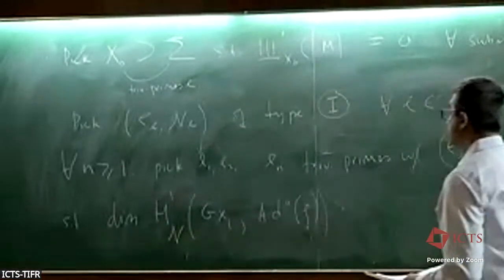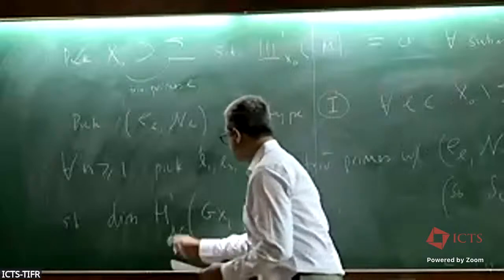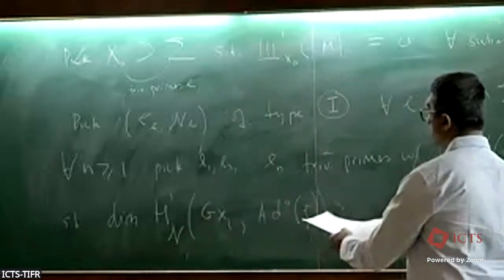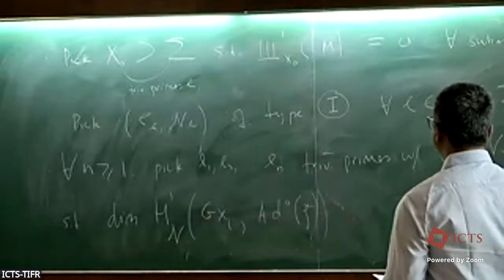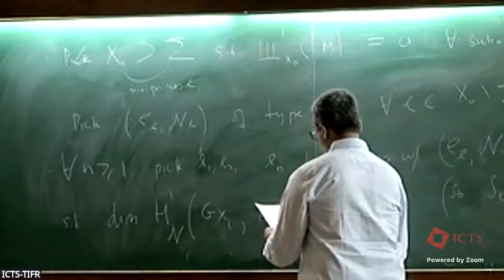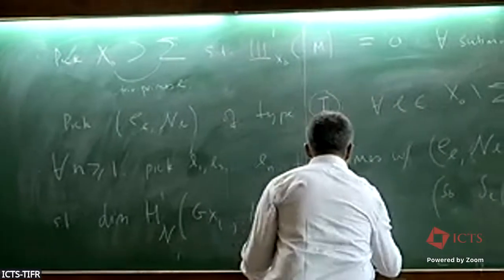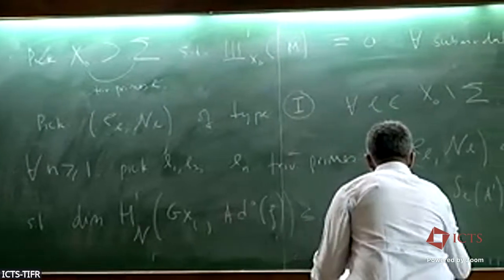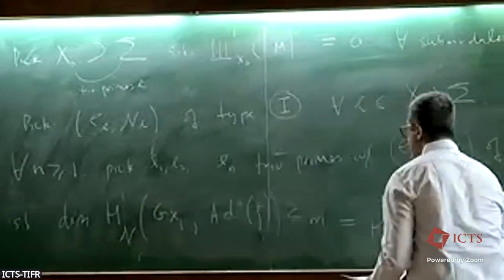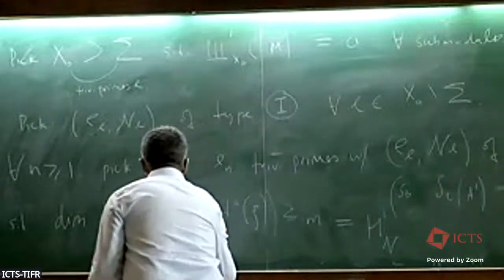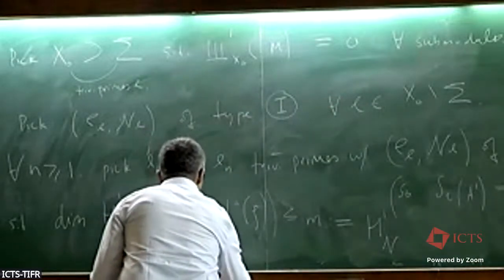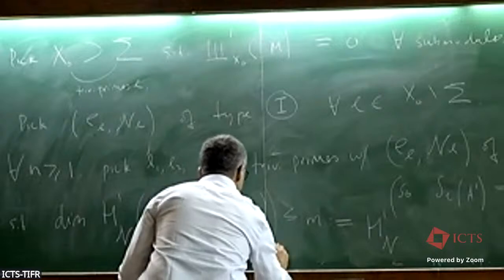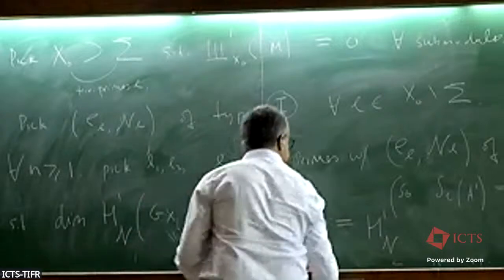This Selmer group with local conditions N, so just the kernel from H1 to local H1's modulo N_L's. The dimension of this is less than or equal to M, where M is by definition... X1 is now a bigger set of primes. Maybe we should define it first. So this is X0 union L1, L2 up to Ln.